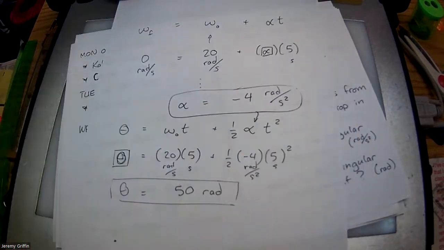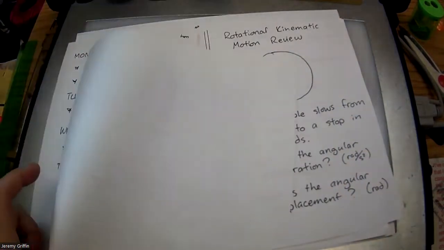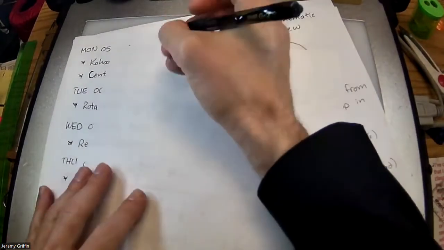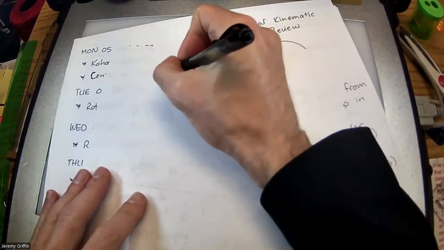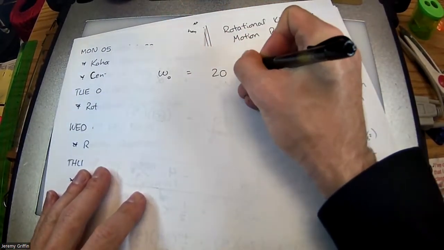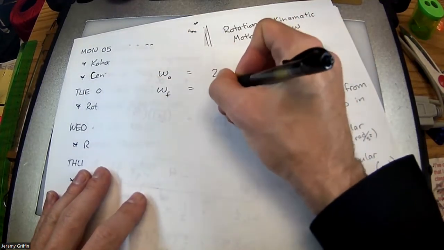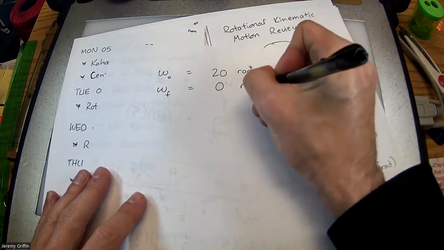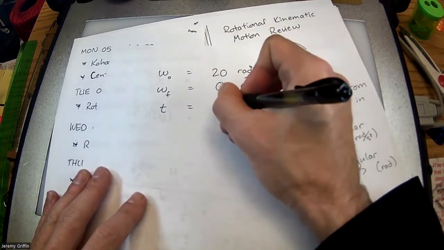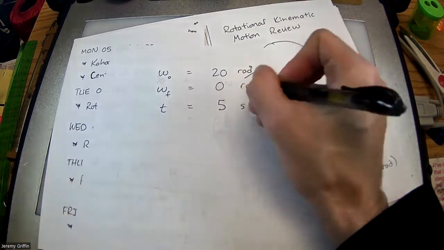All right, one more method I want to do with this. Let's do the graphical method. So here, I'll write down your givens again. You guys know omega naught is 20 radians per second. You guys know omega final is 0 radians per second. And this all happened in a time interval of 5 seconds.